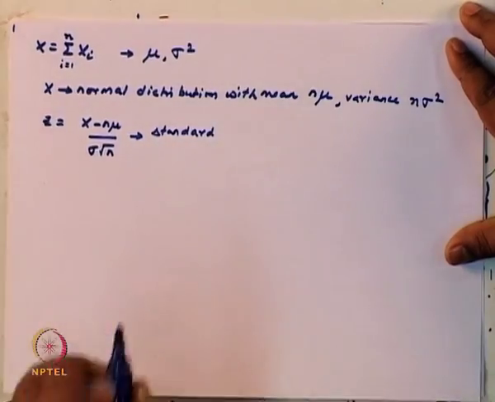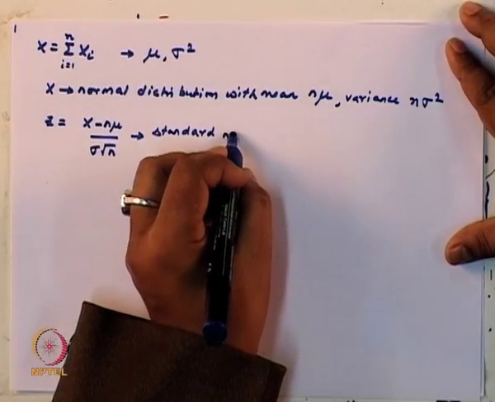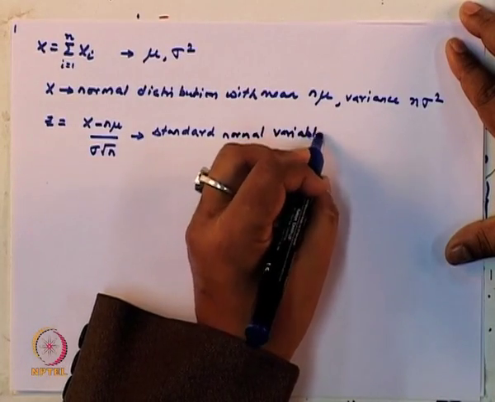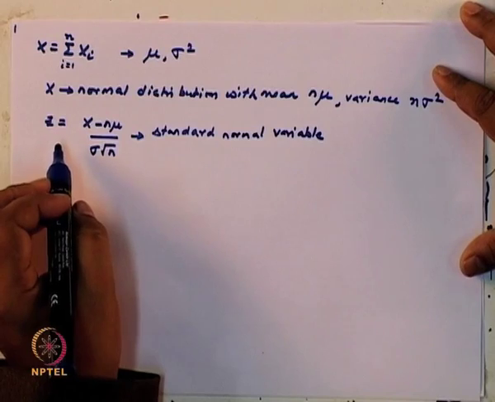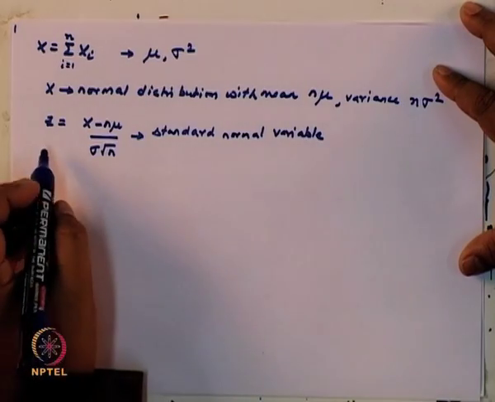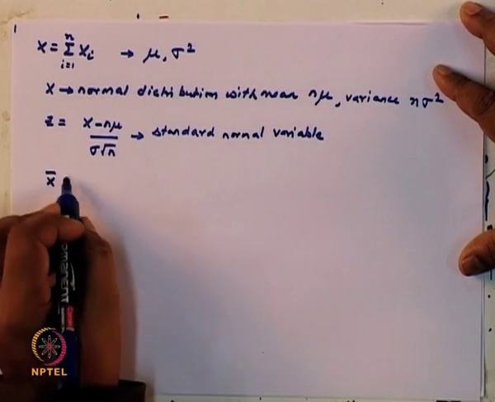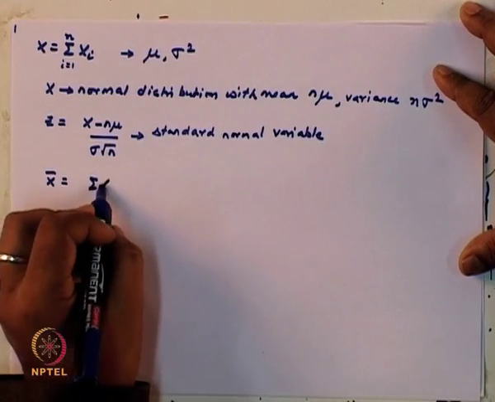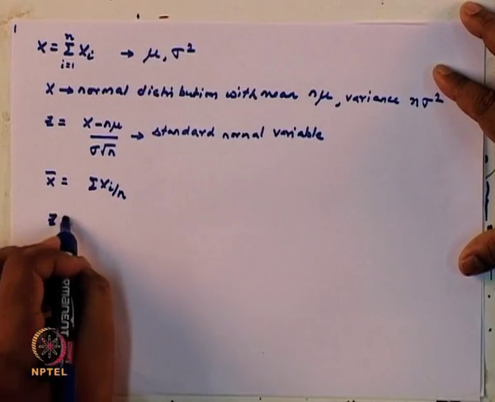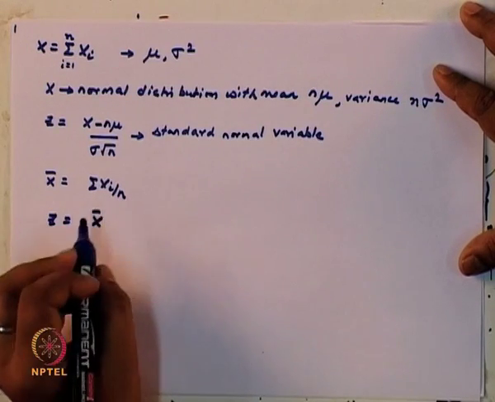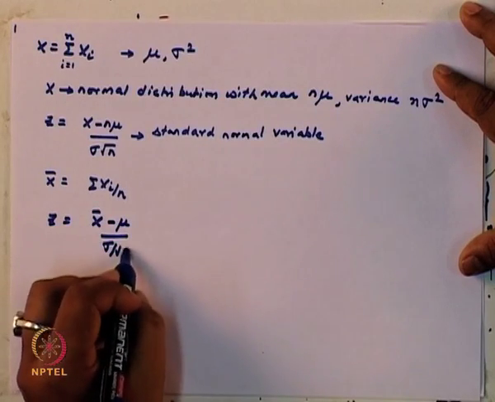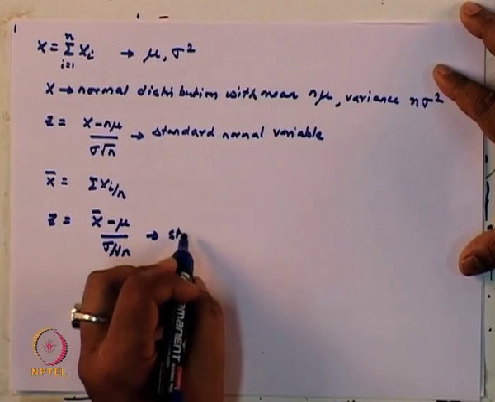So z gives us a standard normal variable, which means its mean is 0 and its variance is 1. Similarly, if I define x bar as the simple arithmetic mean, summation x_i by n, then we have found that z defined as (x bar minus mu) by sigma by root n is a standard normal variable.